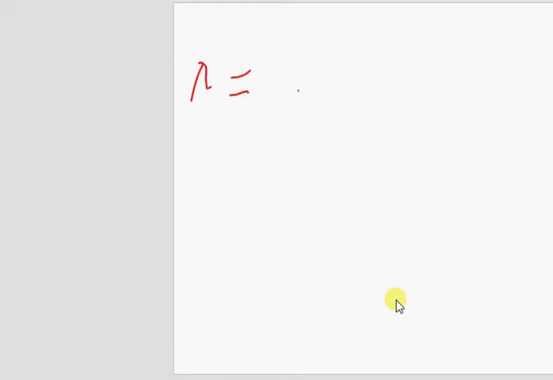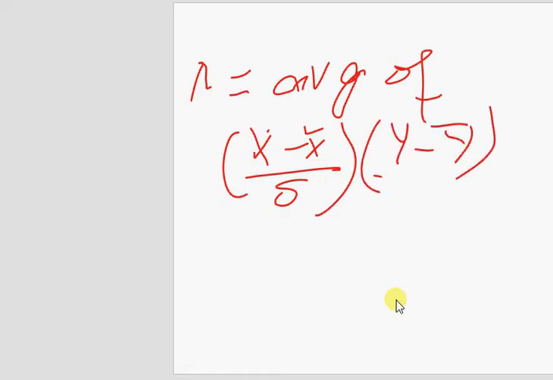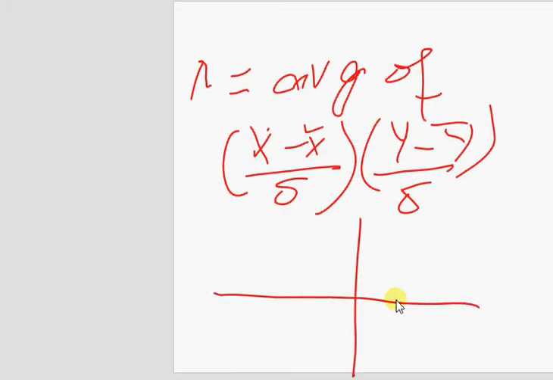Correlation is simply the average of the product of standard units of x and y: the average of (x minus x bar) divided by sigma x, times (y minus y bar) divided by sigma y. Why is correlation positive or negative? That's our next objective.